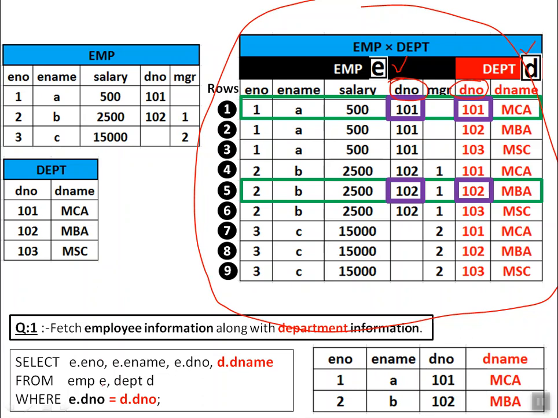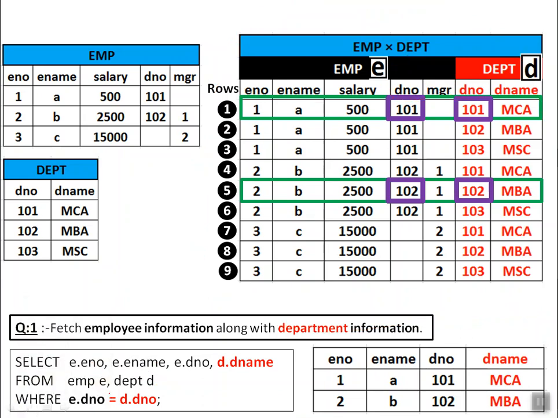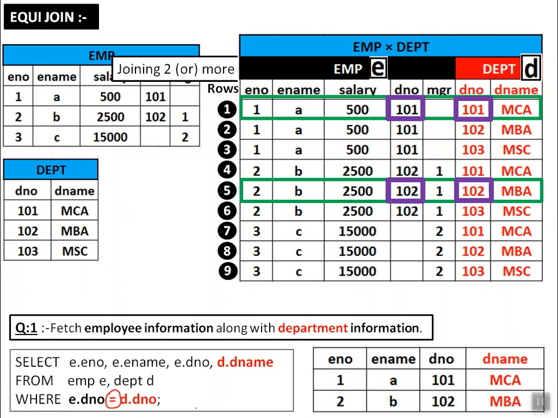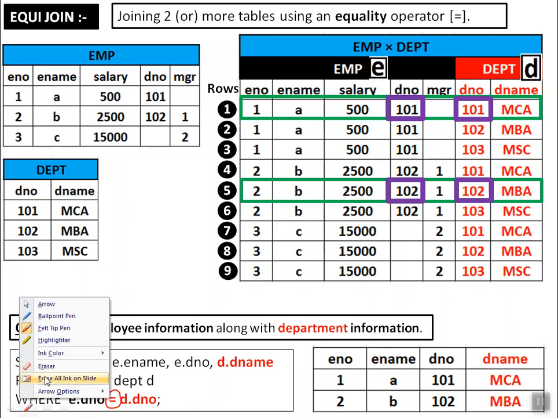So here, look at this. Employee E and department D. What is the logic? E.D number is equal to D.D number. So whenever you perform a join using the equality operator, that is called an equijoin.